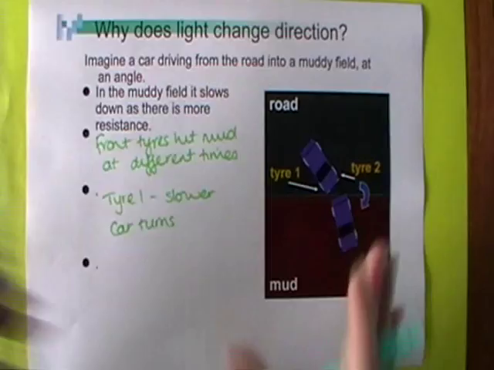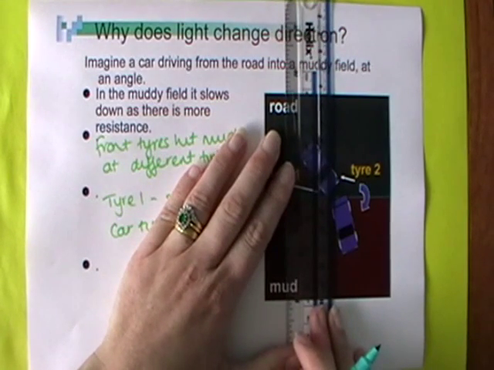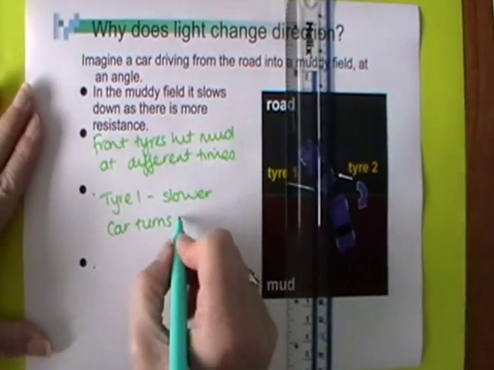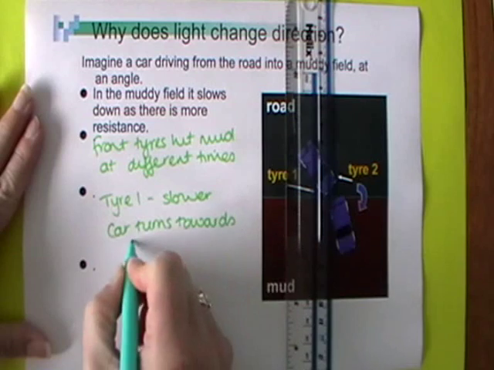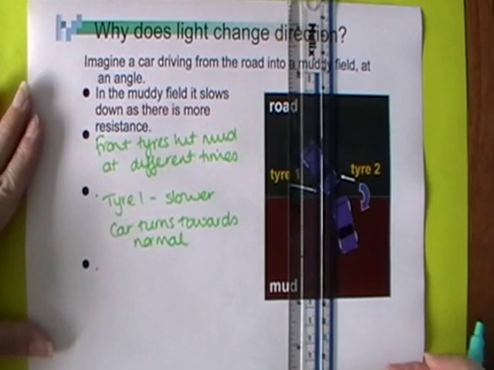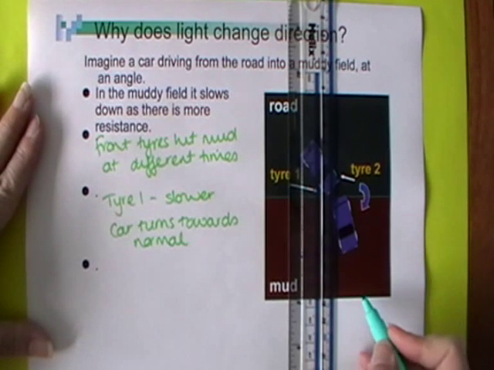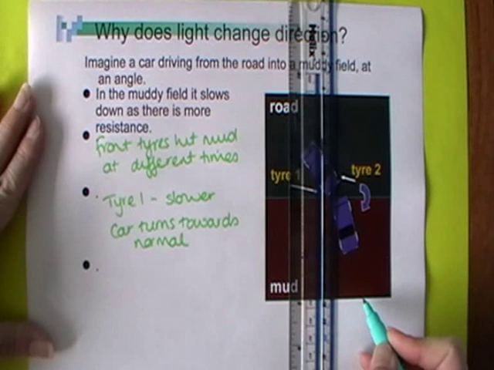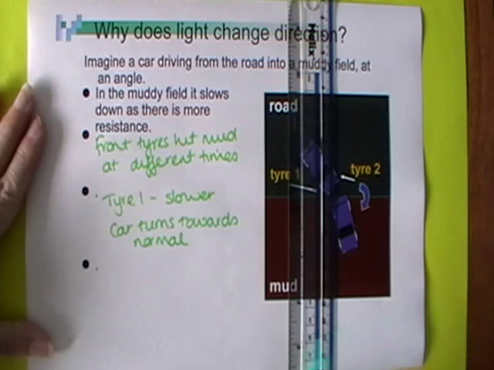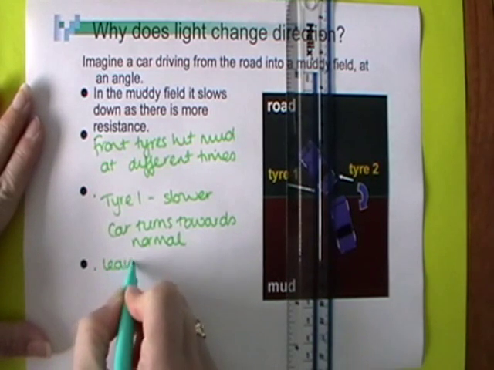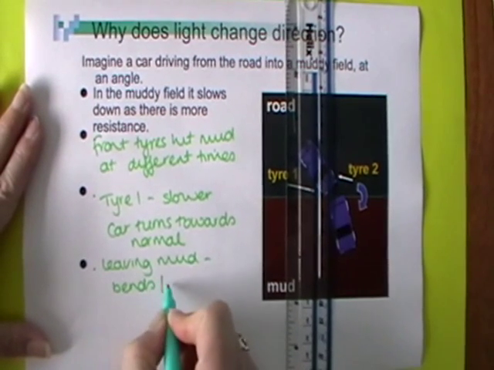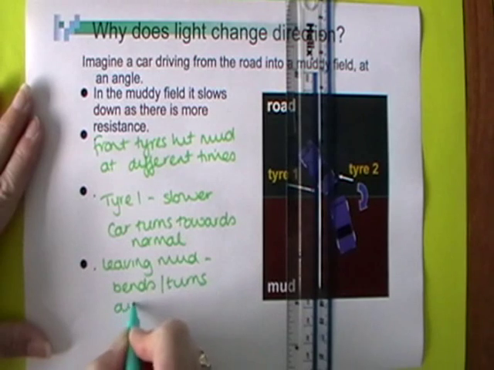And if we were to draw a normal in this diagram, remembering a normal is always at right angles to the surface, we would see that the car turns towards the normal. Then, as the car passes through the mud, both wheels are travelling at the same speed. When it comes to leaving the mud again, tyre 2 then meets the road first, and the car bends away from the normal again.